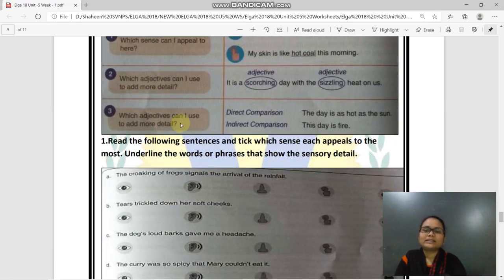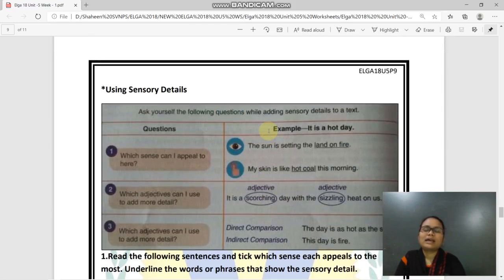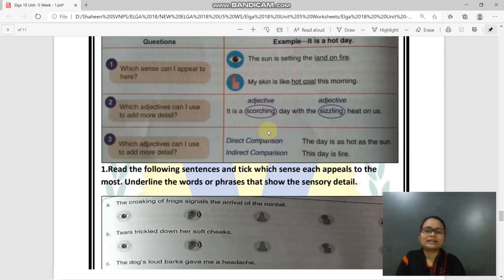Next, which comparisons can I use for more details? Direct comparison and indirect comparison are done. In direct comparison you can see, the day is as hot as the sun. Is it correct, children? Is it direct comparison? Yeah. Next, indirect comparison: this day is fire. So this is about using the sensory details, children.